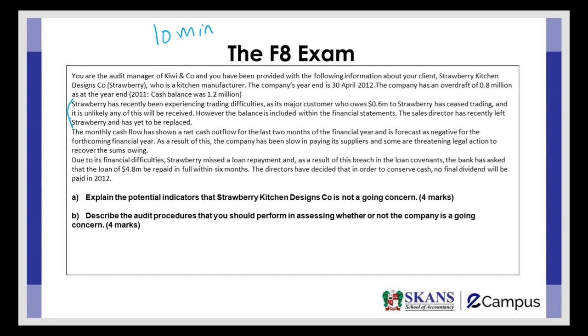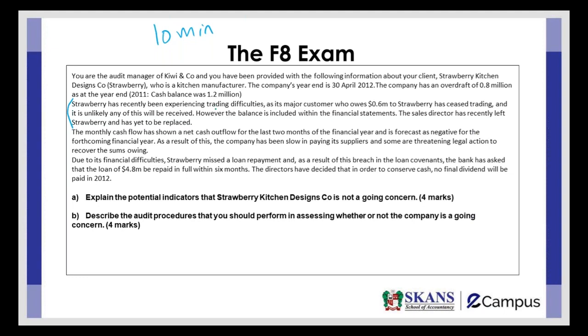Strawberry has recently been experiencing trading difficulties. Major customer has ceased trading and the director has left. Can you just quickly identify them, most of you are doing it. Ceased trading, no final dividend, breach in loan, loss of customer. Let me just quickly read through, guys. Very well done. That's brilliant. See, I did tell you you'll find this easy. Yes, you can do that. Muzammil, you can do a procedure as well, but I would prefer that you don't do it. It's preferable that you don't make a table for this.